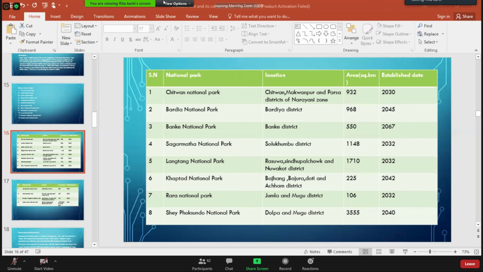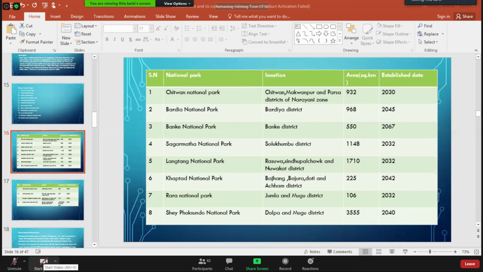Similarly, 11 different types of rare mammals, not only the common mammals, can be found in this region. Rare mammals and rare birds simply mean those organisms present in our country whose numbers are very, very low. So Banke National Park helps in the conservation and protection of those rare species of mammals and birds. At least 11 different rare species of mammals are protected in this region. Similarly, 50 plus rare bird species are protected in this region.